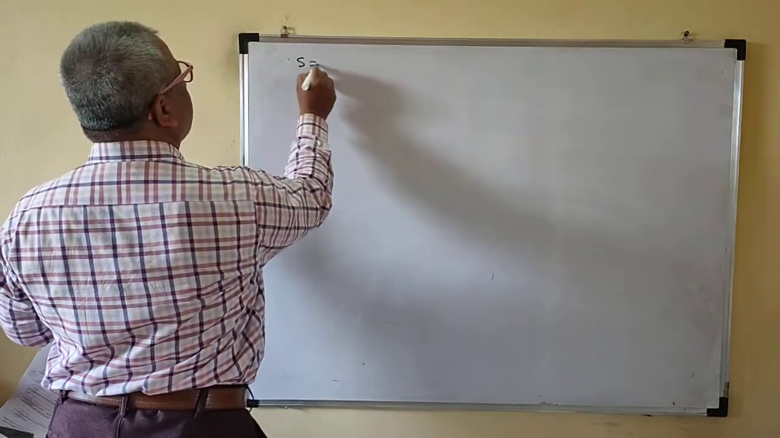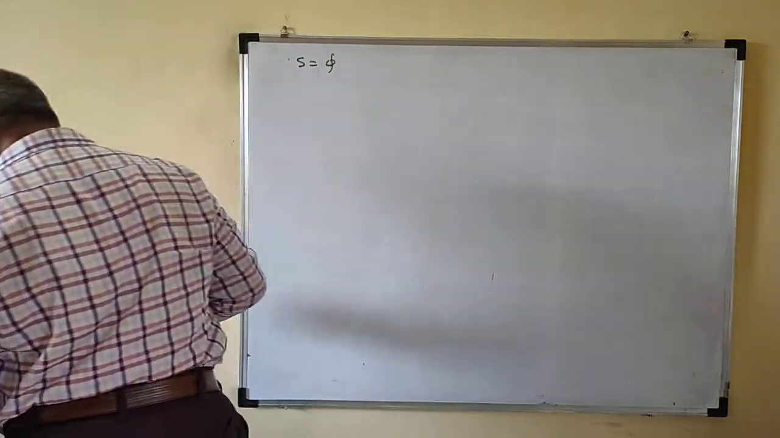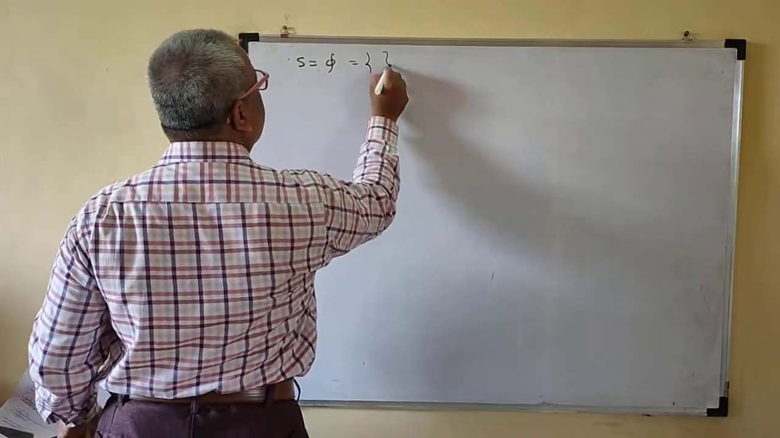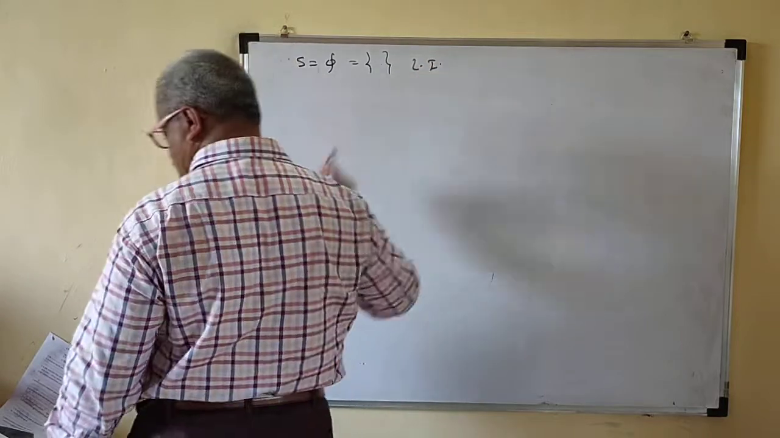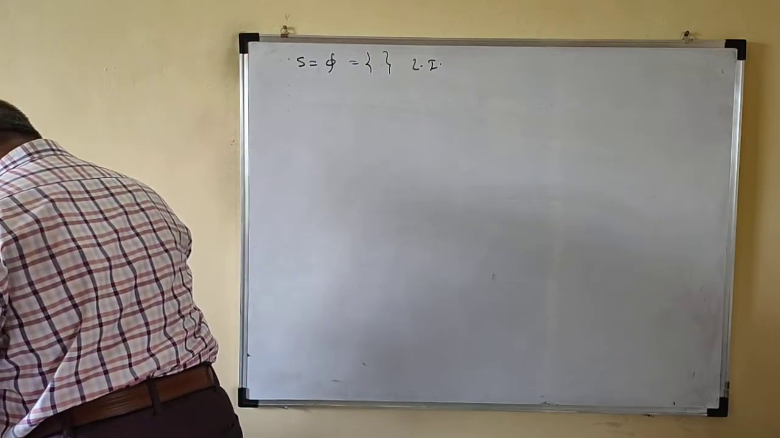Now S is equal to the empty set. Suppose S is the empty set. So what does empty set mean? There is no element. So the empty set is always linearly independent.